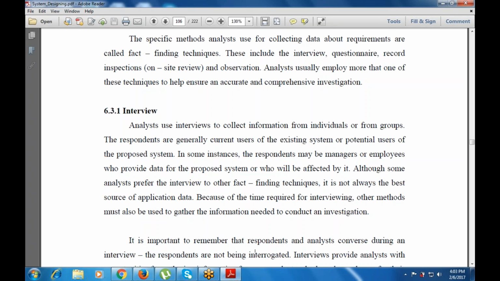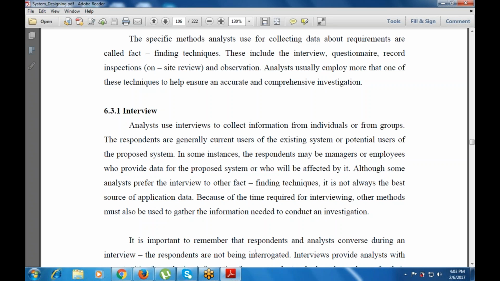So it depends on the users, whatever respondents are available. They may be current users of the existing system or potential users of the proposed system. And in some cases, the respondents may be managers or employees who provide the data for the proposed system or will be affected by it.